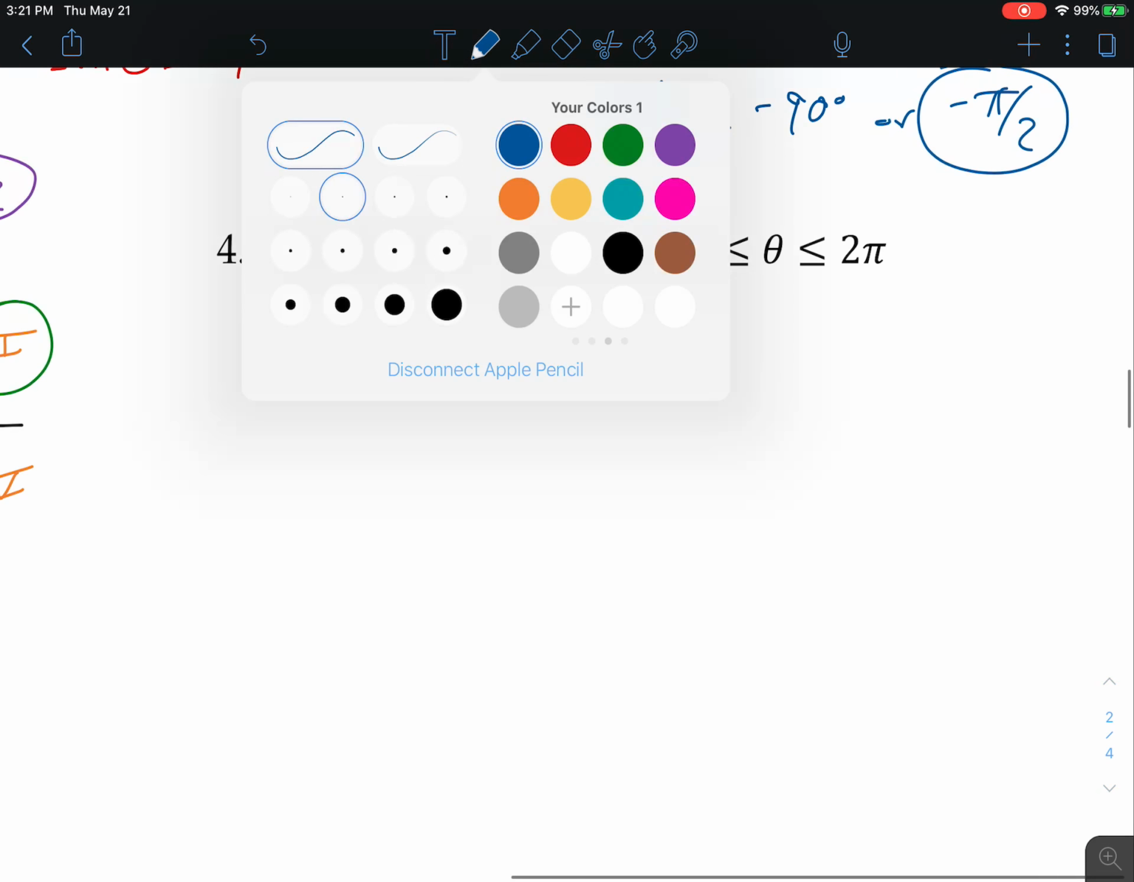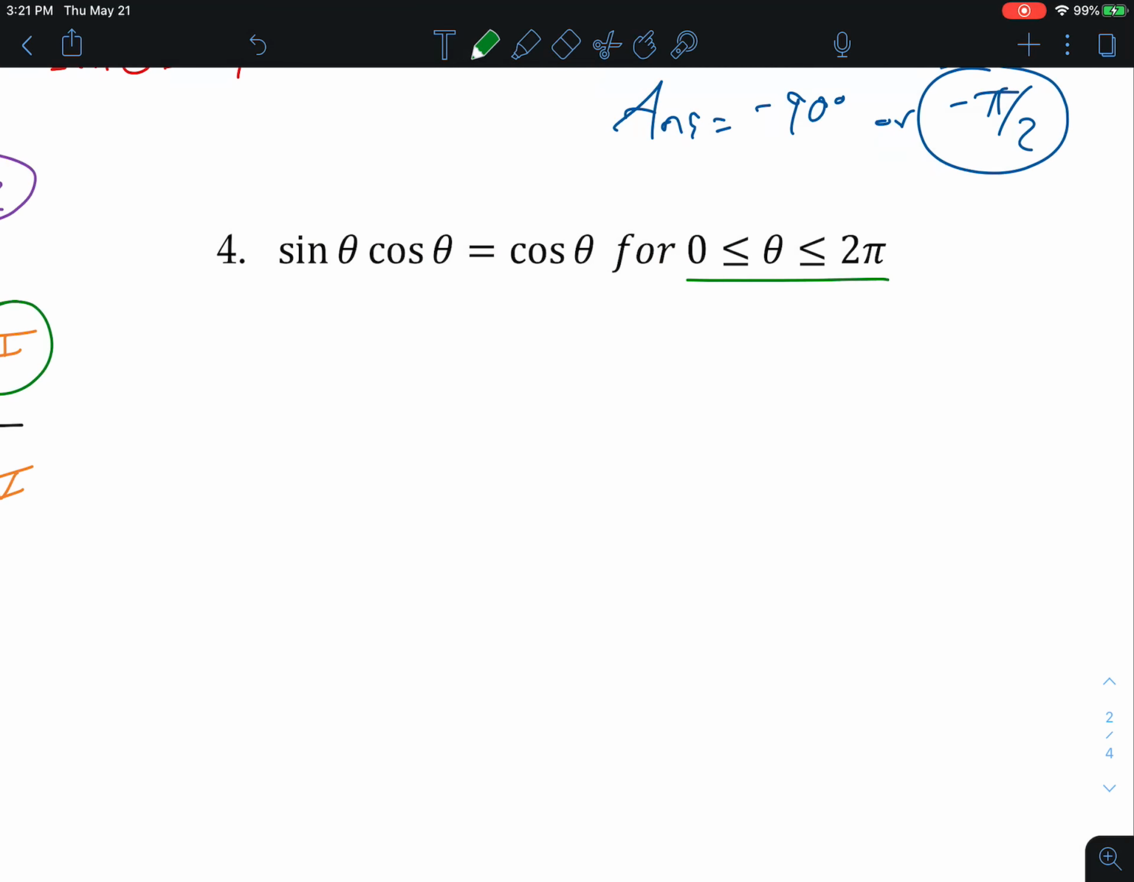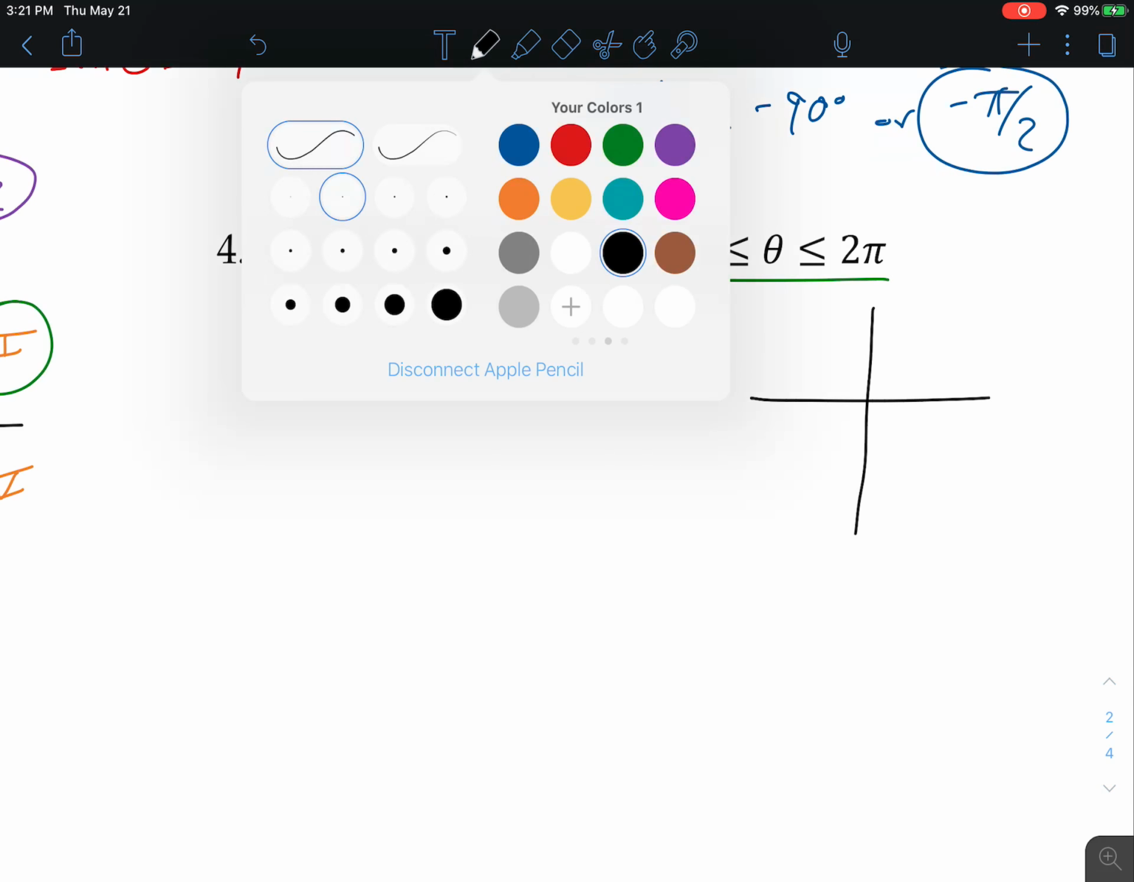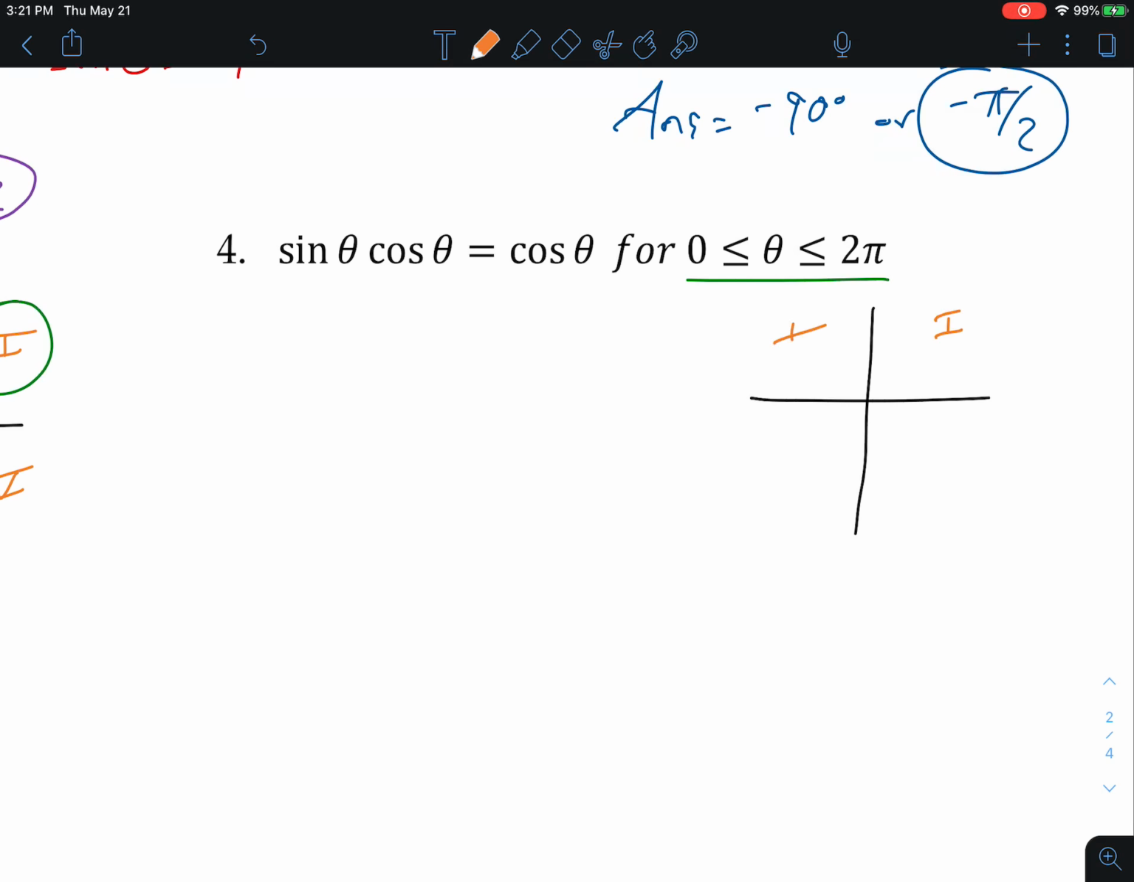All right, let's look at our last one. We have a new range now, between 0 and 2 pi. So this one's a little different. We can use any part of my coordinate plane, anything. I can use any part over here. Okay, so now we're going to have a couple answers here.